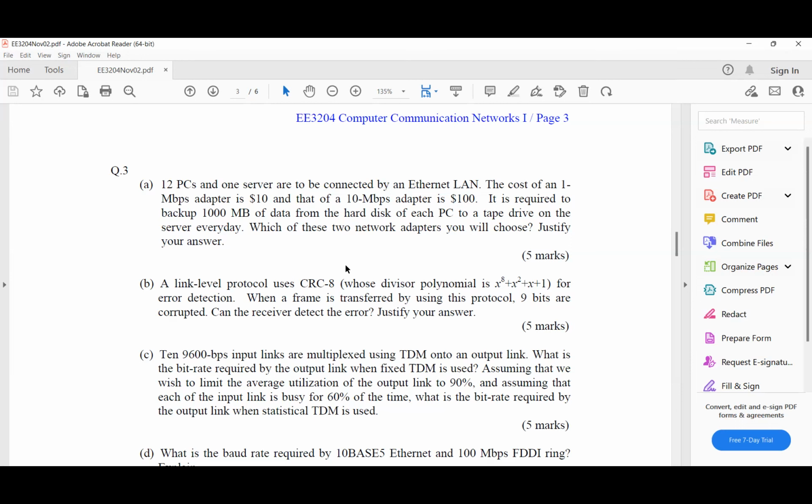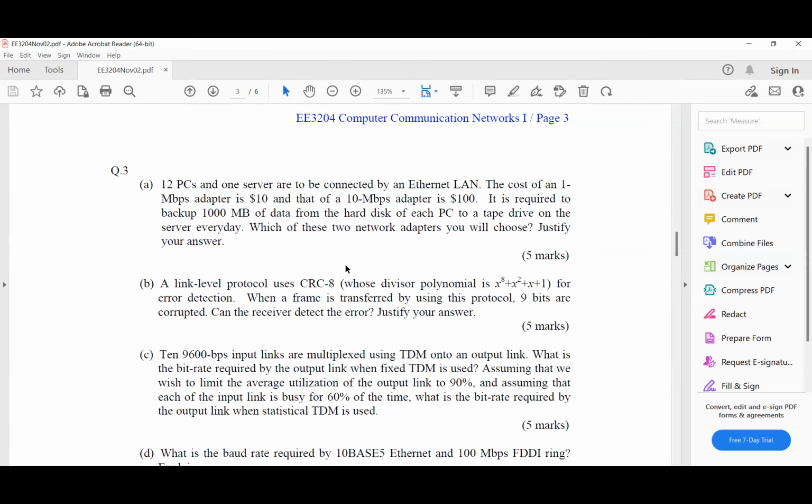Or 1,000 times 10 to the power of 6 times 8 divided by 1 million. 1000 times million is 2 raised to the power 20, okay? Byte is 8. So that is the total size, right? Divided by 10. That gives you how much time it needs for one PC backup, correct? So you have to multiply it by 12. 12 pieces need to, because it's a broadcast, they cannot do at the same time, right?